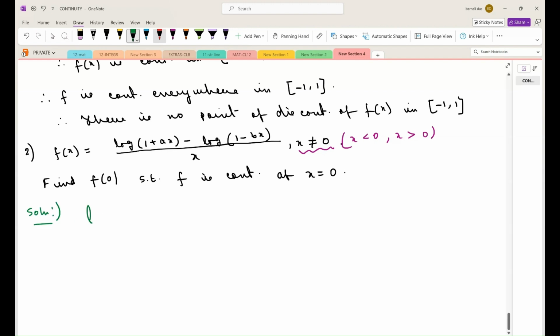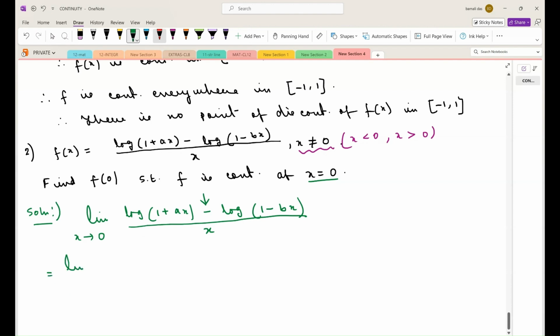So limit x tends to 0, since that's the point we have to check. No plus minus, this is the limit, log(1 plus ax) minus log(1 minus bx), whole divided by x. Okay. Now first thing you do is you split it from here and you get two portions.